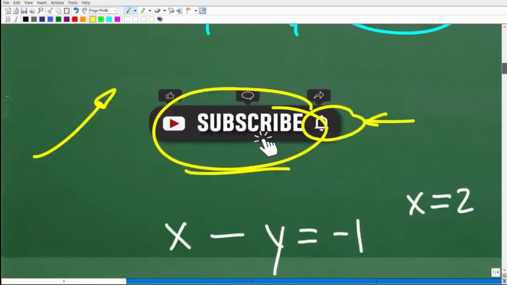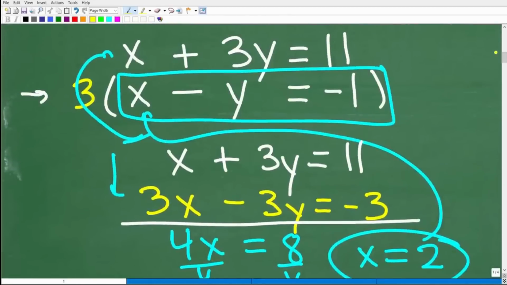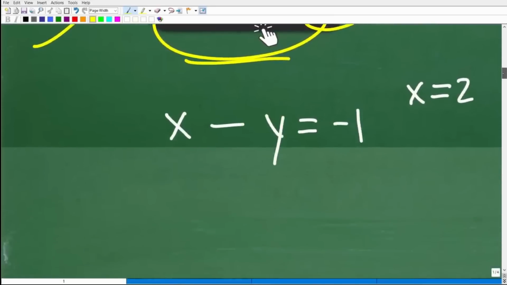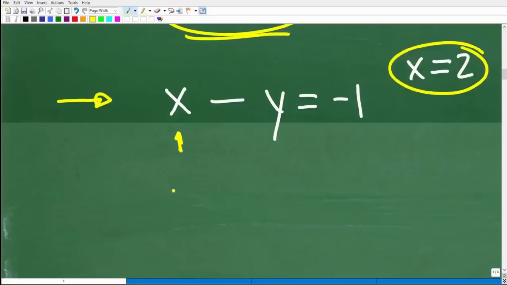All right, now, we know that x is equal to 2, so I can use any equation in the system to solve for y. Let's just take the first one, x minus y is equal to -1. You always want to use the simplest equation when you're solving. So we're going to plug in 2 for x right here, and we get 2 minus y is equal to -1.